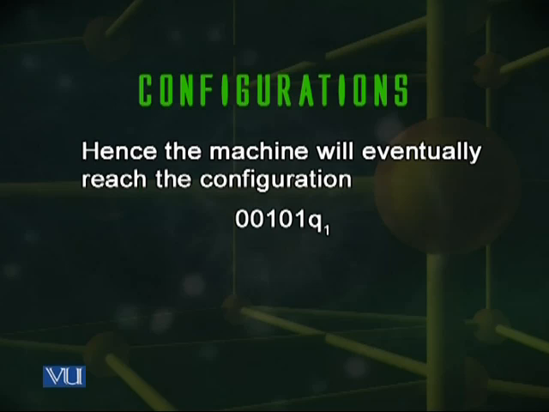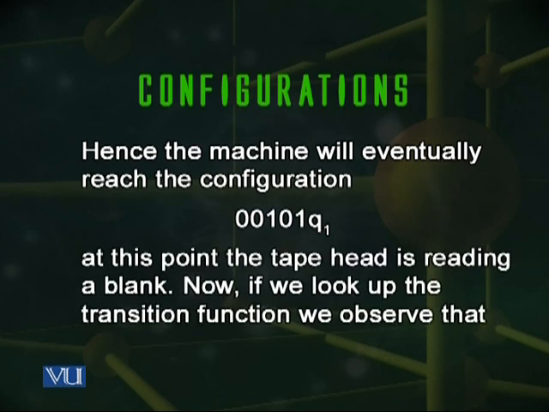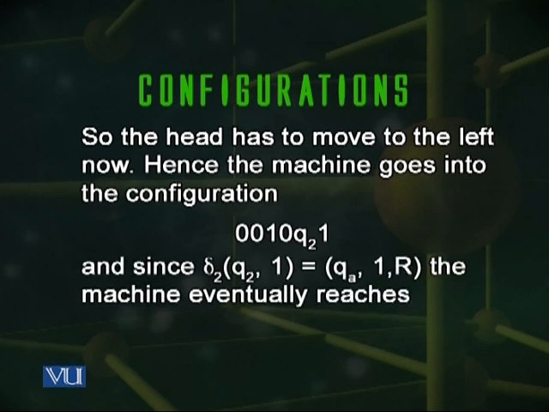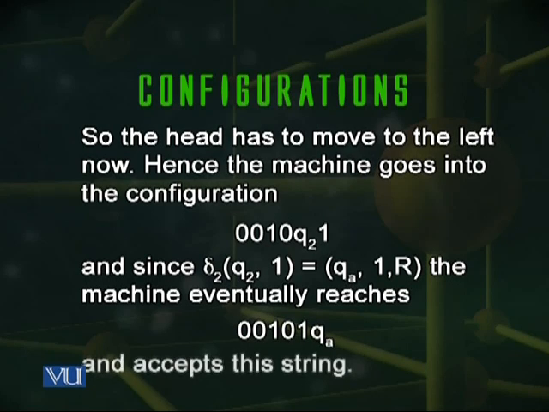So this Turing machine will finally reach the following configuration, which is 00101 Q1. At this point, the tape head is reading a blank. Now we look up the transition function and observe the delta of Q1, blank is Q2, blank, left. So now the machine will change its state to Q2 and move to the left. At this point, the machine goes into the configuration 0010 Q2 1. And since delta of Q2, 1 is equal to QA, 1, R, the machine will eventually reach 00101 QA and accept this string.